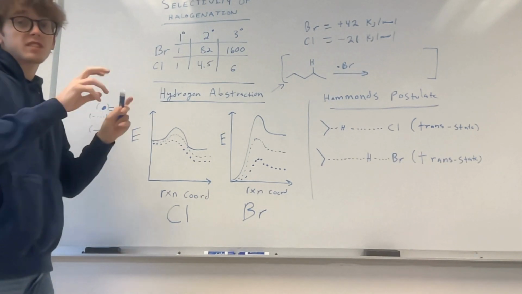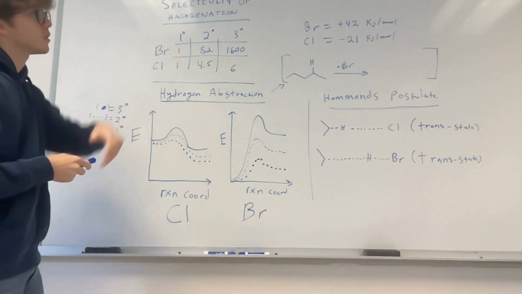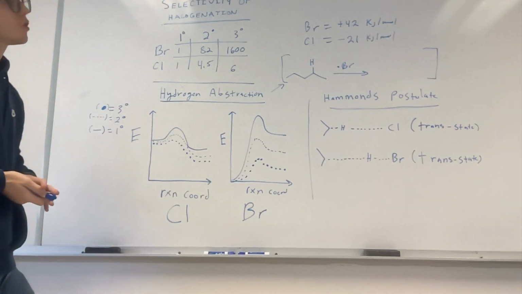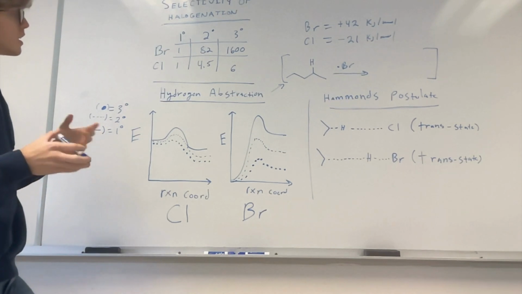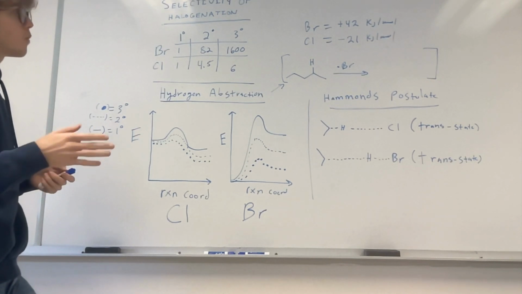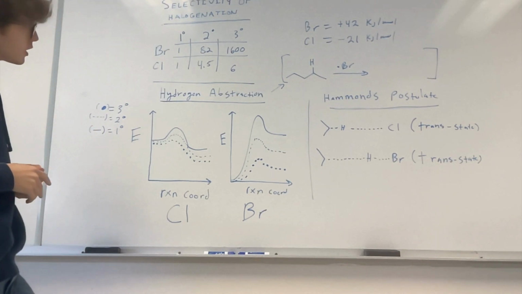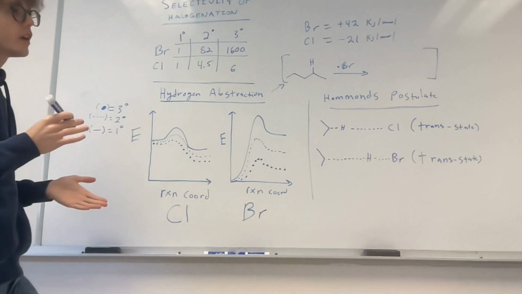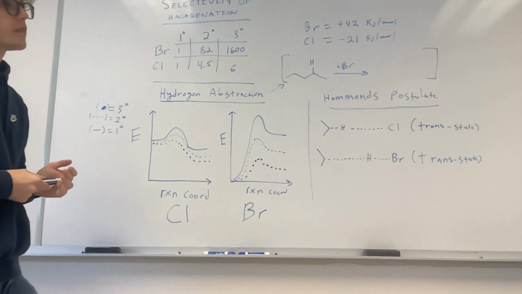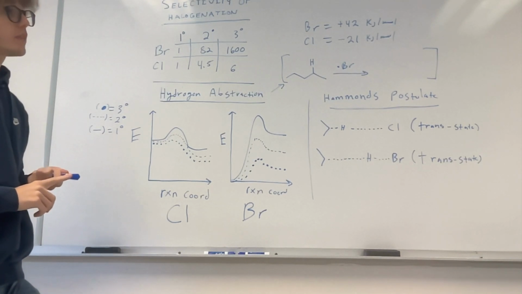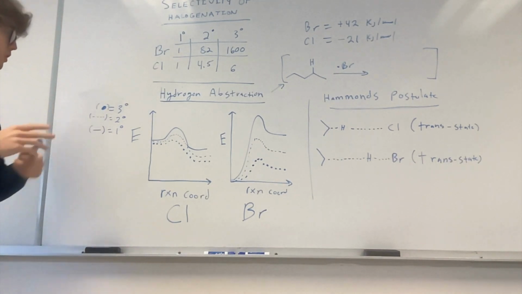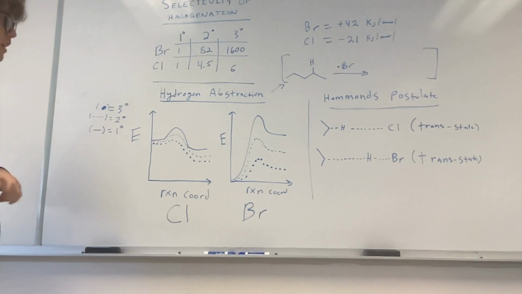Chlorine's a little less selective, you could say, because bromine is obviously going to want to select that tertiary, but for chlorine here, it's only 1 to 6, and for a secondary, it's only 1 to about 4.5. So you can see the selectivity is a lot different. So how can we explain this, right? Well, it comes down to a lot of thermochemistry and, of course, just looking at the kinetics of this.